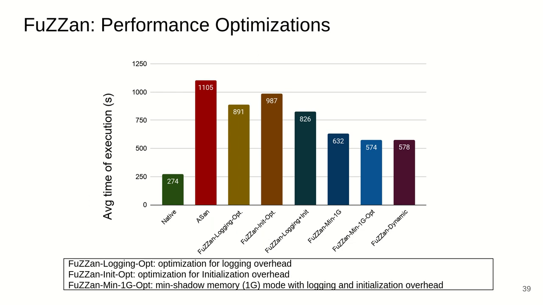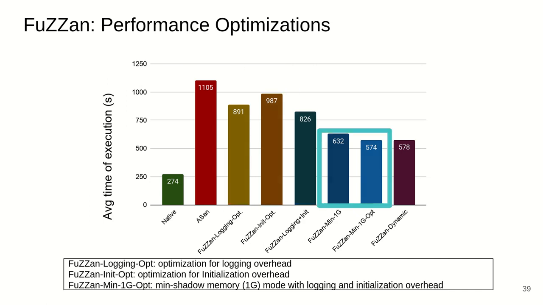Now, the additional optimizations that we perform are just orthogonal. These are engineering optimizations. But using these engineering optimizations, we can go from 1100 seconds to 826 seconds. That's fairly good. And this is obviously compared to ASan: 19% with the logging optimizations, 11% with the initialization, and 25% if we do both.